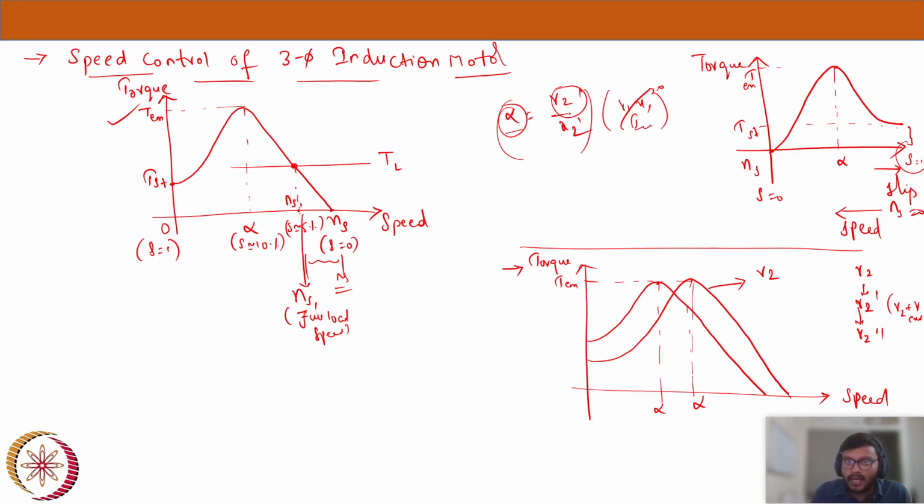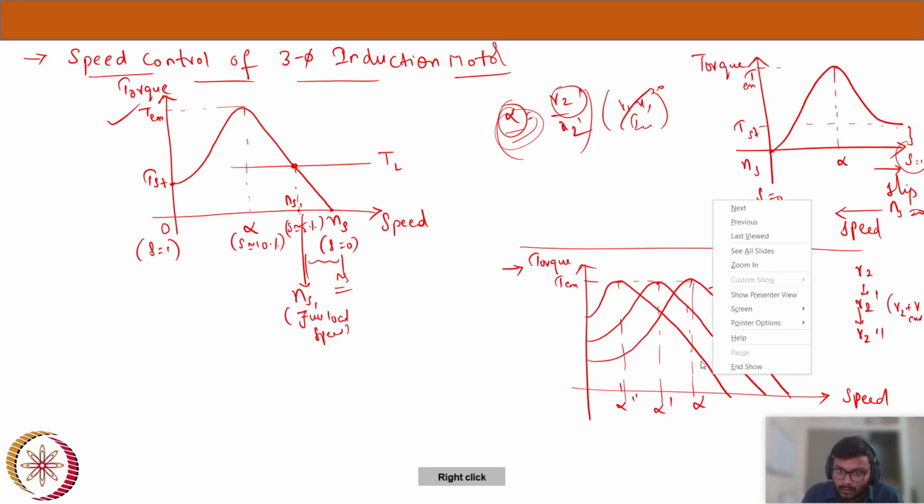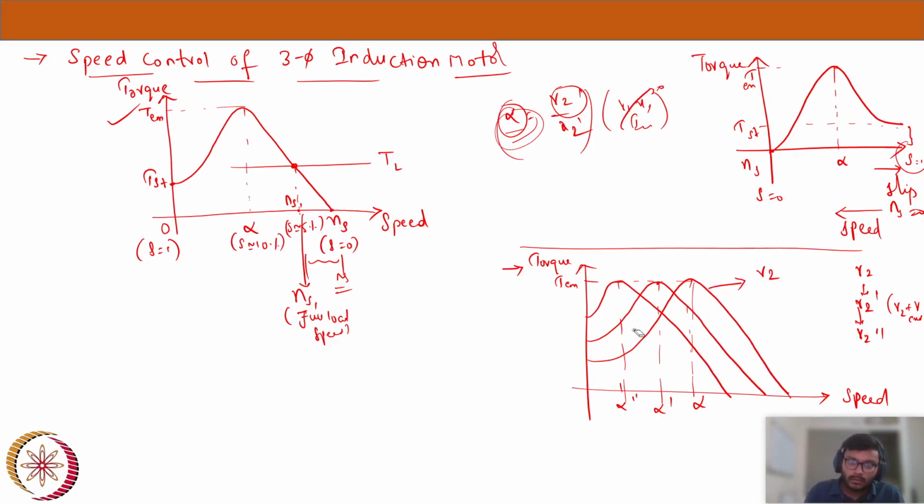So again, R2 double dash is increasing means alpha will increase. Now my alpha dash, alpha double dash will occur somewhere here. Now here I will have the maximum torque. Okay, so this is how, the maximum torque, but the ending speed ns will be same, of course. Here it is ns.